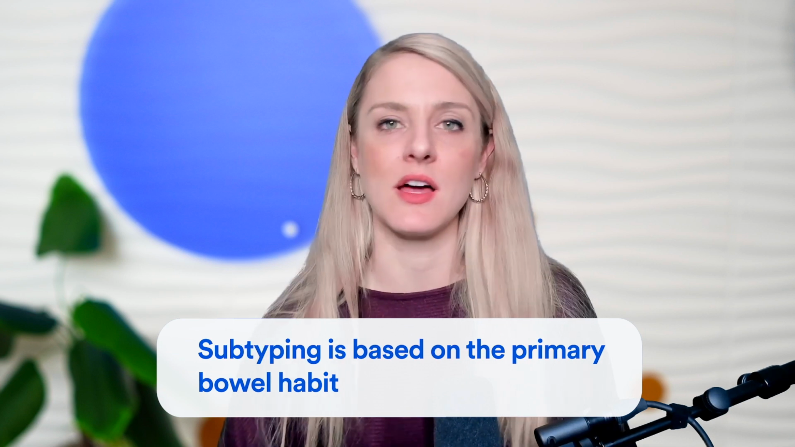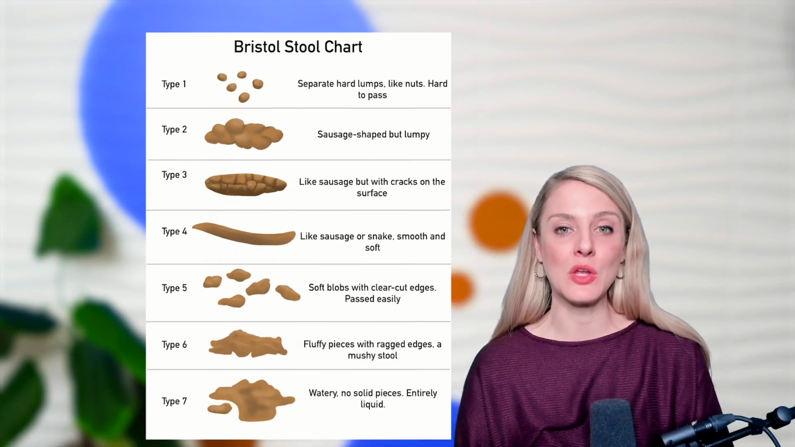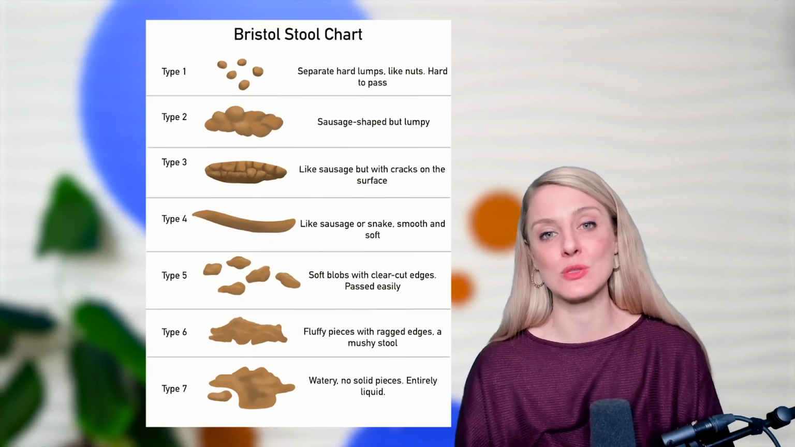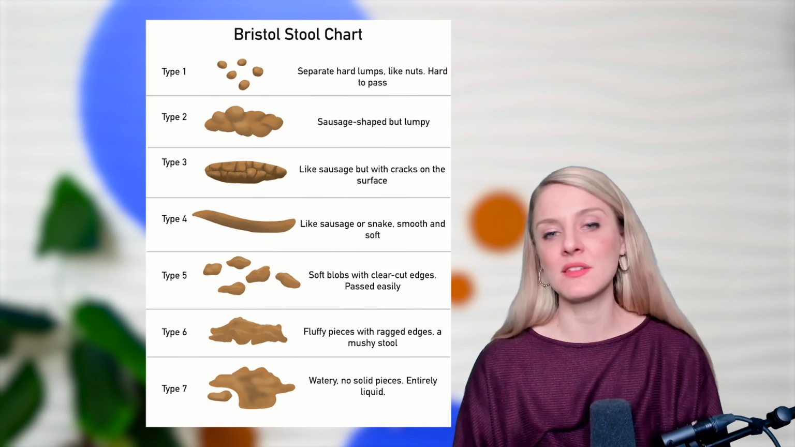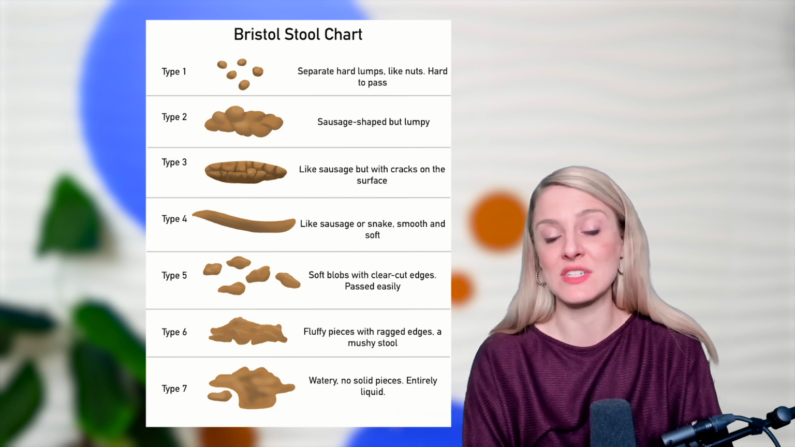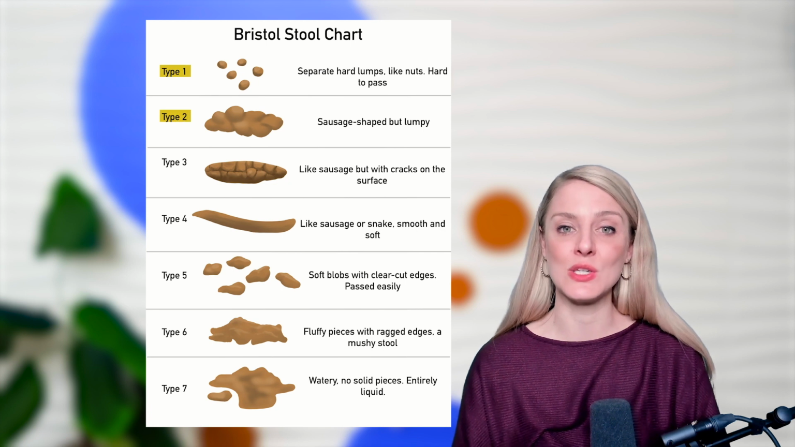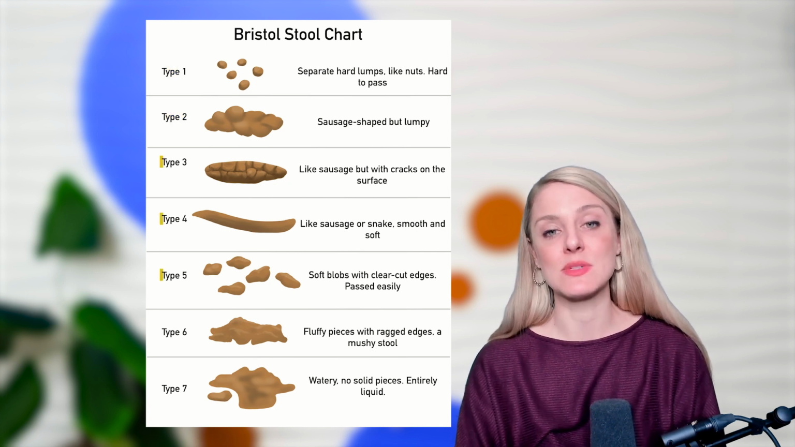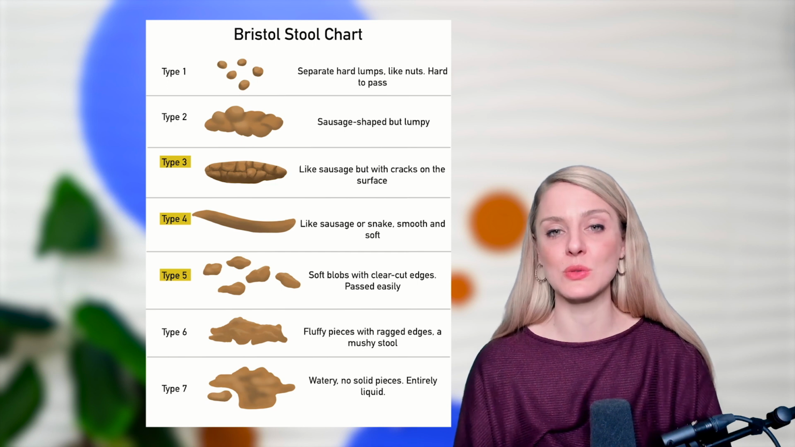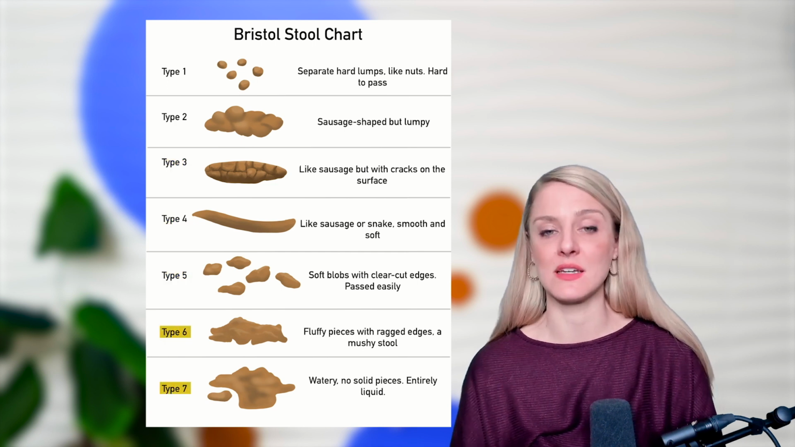But when it comes to subtyping, that is determined based on the primary bowel habit that is experienced on days with abnormal bowel movements. So how do you know what's a normal bowel movement as opposed to an abnormal bowel movement? Really, that comes down to stool form more so than frequency. And what we use to assess stool form is this tool called the Bristol Stool Form Scale, which basically shows 7 different pictures of 7 different types of stools, with types 1 and 2 being indicative of constipation, types 3, 4, and 5 being indicative of normal stools, and types 6 and 7 being indicative of diarrhea.